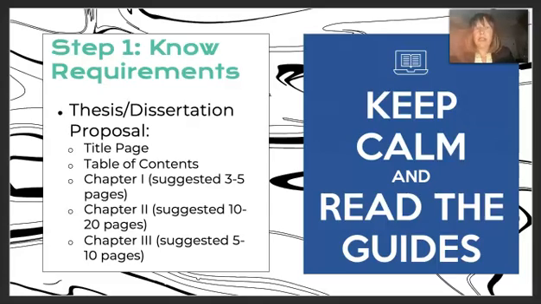You'll have a title page, a table of contents, and then chapter 1 ranging anywhere from 3 to 5 pages. We sometimes see 7, 8, 9, 10, just depends on the depth of the information. Chapter 2 usually is 10 to 20 pages, and chapter 3 is somewhere between 5 and 10 pages long. It's not uncommon to see a 30 to 35 page proposal for a thesis or dissertation.